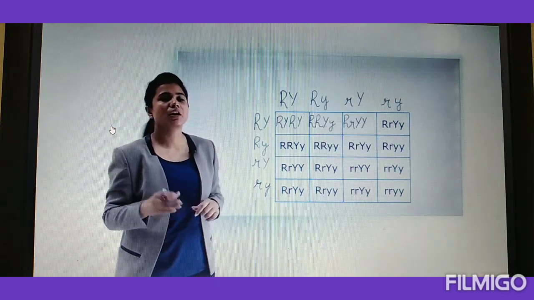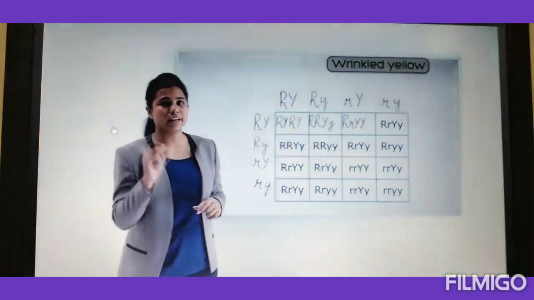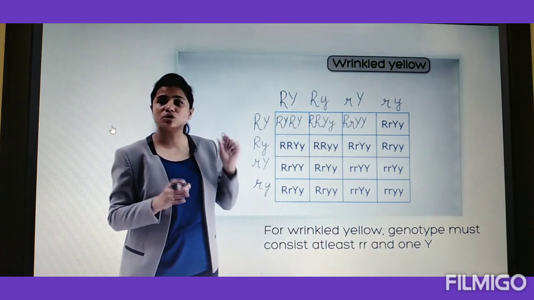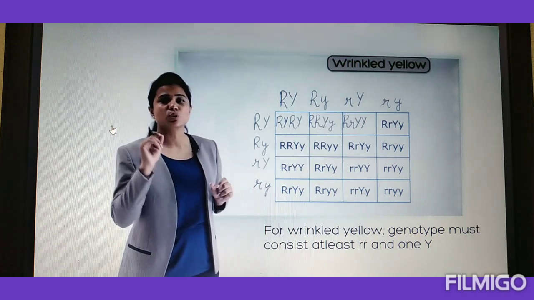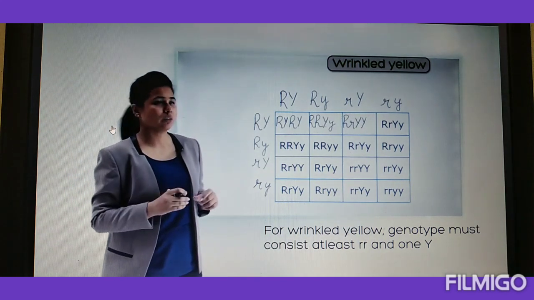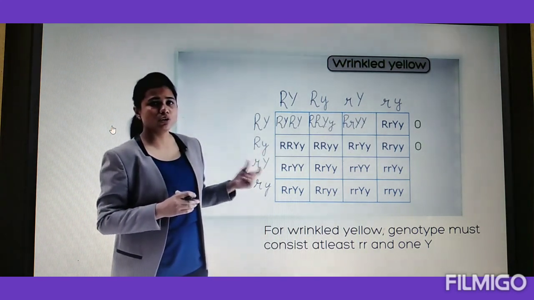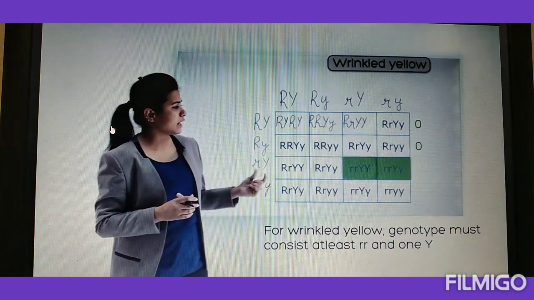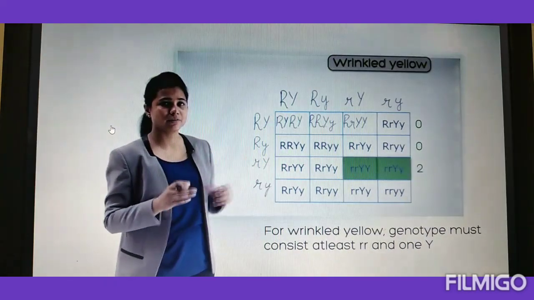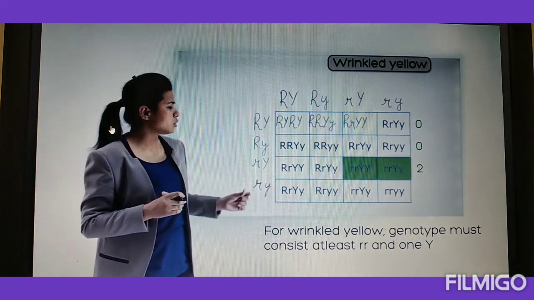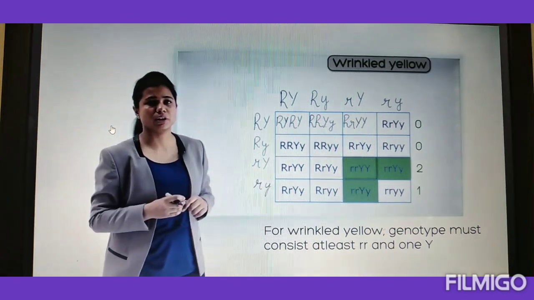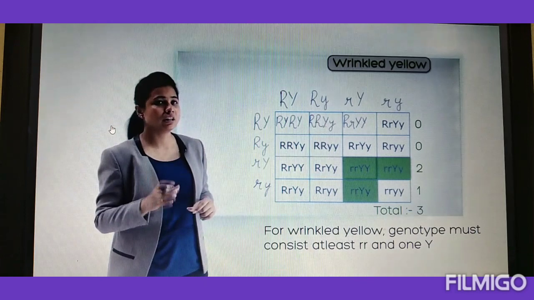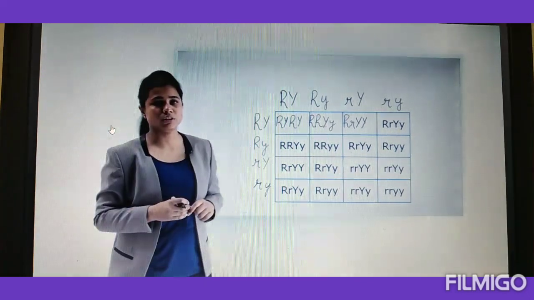Now, when we count the wrinkled and yellow, we know that the genotype must consist of at least 2 small r's and at least 1 capital Y. Now let's count them. In the first and the second row, you can see that there are no such combinations. In the third row, you will find that the third and the fourth cells have such combinations. And in the fourth row, the third cell has such a combination. If I mark them with green and count them, then we have 3 wrinkled and yellow seeds.